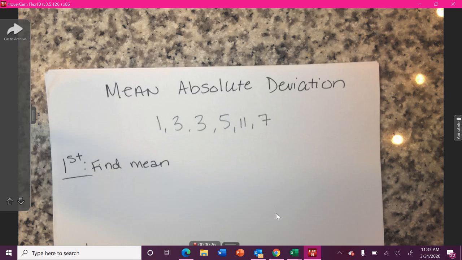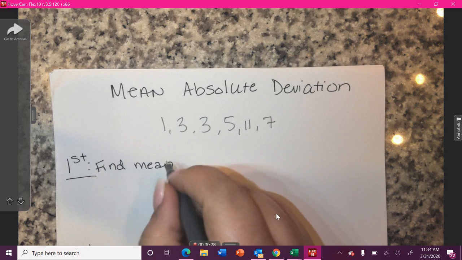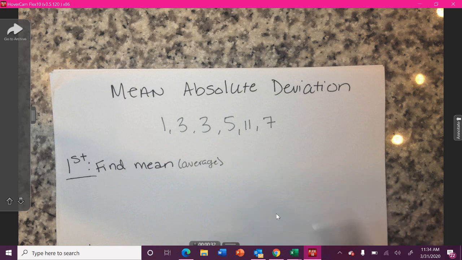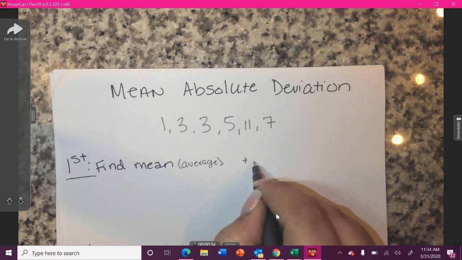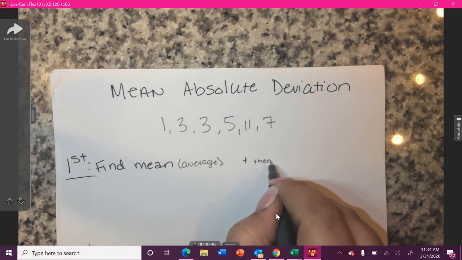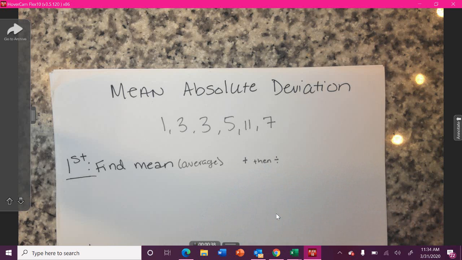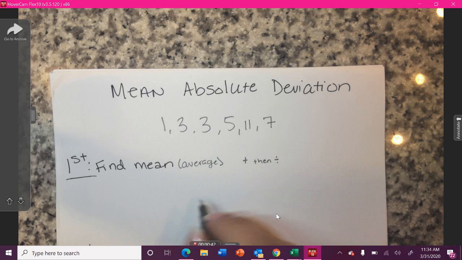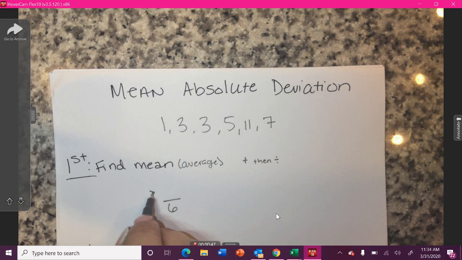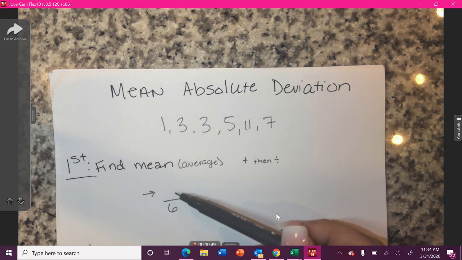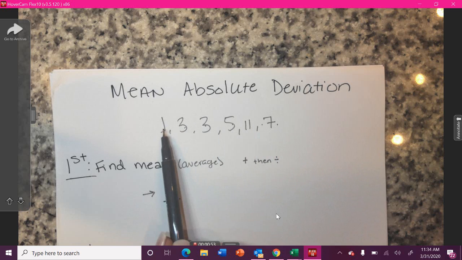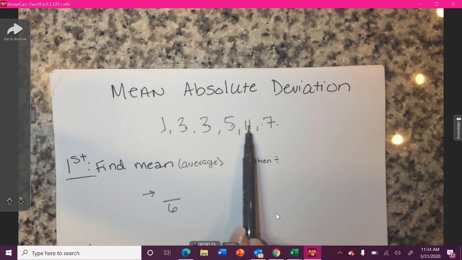The first step requires that we find the mean. The mean just means average. That's where you add up all the numbers and then divide by how many you have. We've got 1, 2, 3, 4, 5, 6 numbers, so we're going to end up dividing by 6. To get what we should divide by 6, we're going to add all these numbers: 1 plus 3 plus 3 plus 5 plus 11 plus 7.